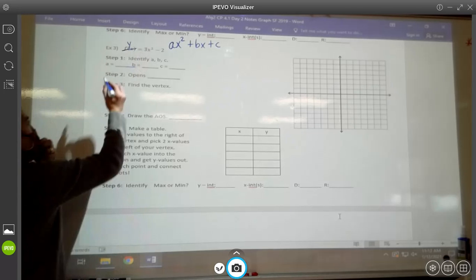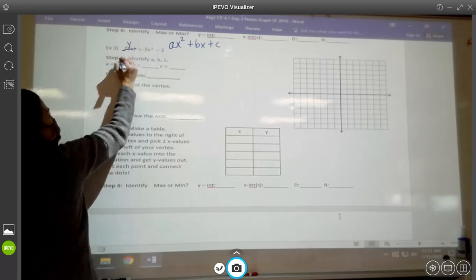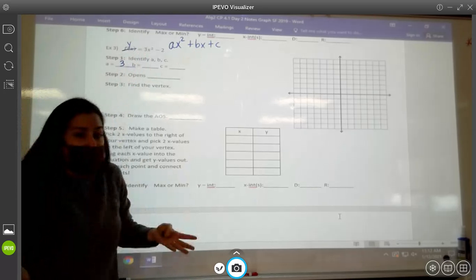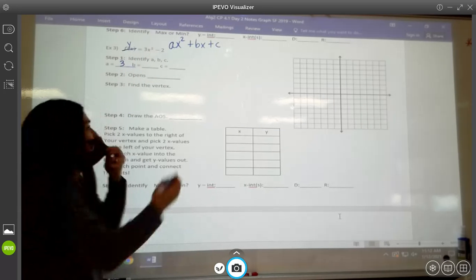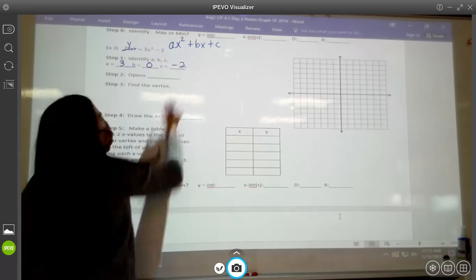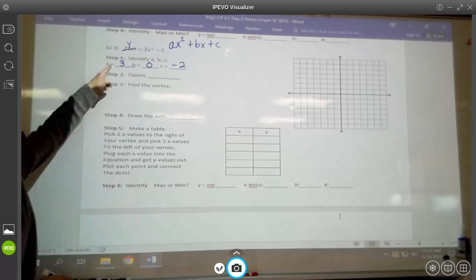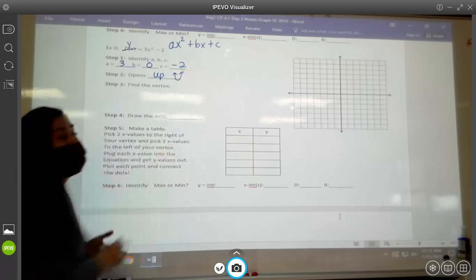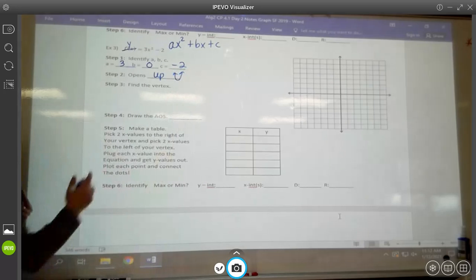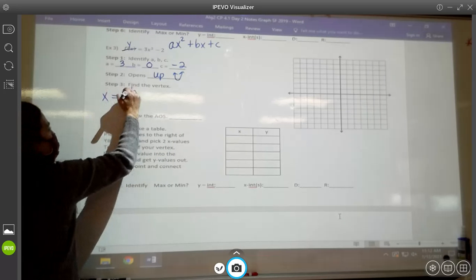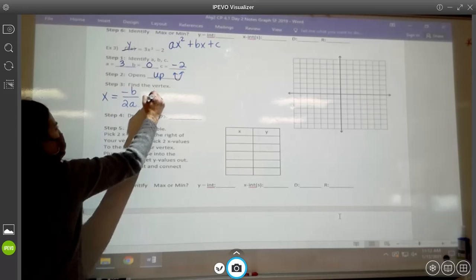All right, so in this problem, a, the number in front of x squared, is 3. B, the number in front of just x, is 0 because there aren't any x's in this problem. And then c is -2. This parabola will open up because the a value is positive. All right, now let's find the vertex. So we'll find the x-coordinate by using the formula x equals the opposite of b divided by 2 times a.